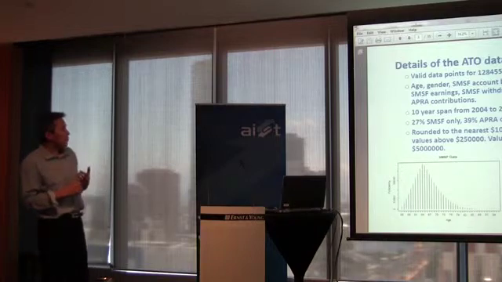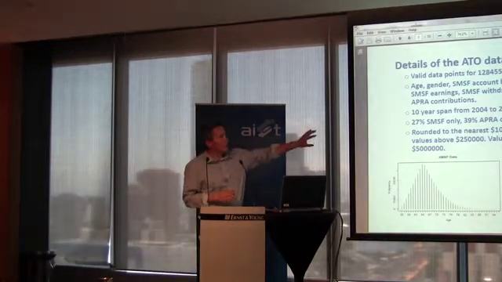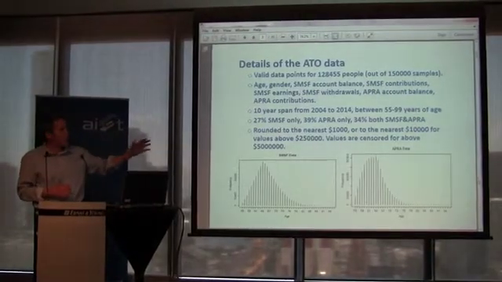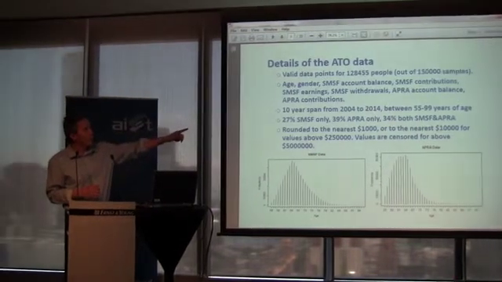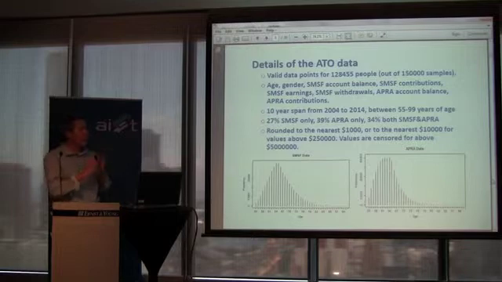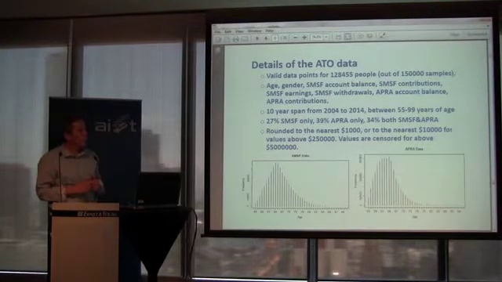Okay. As you can see, I'll give you a list of the rough statistics about the data, how much data we got, and what percentage. For example, the important one, 27% is self-managed fund only. People only have self-managed fund. 39% are APRA regulated ones, and of the rest, 34% are people who have both a self-managed one and an APRA regulated one.